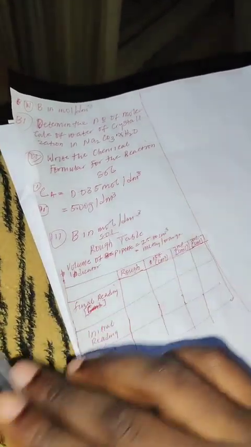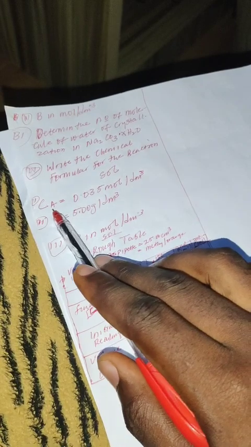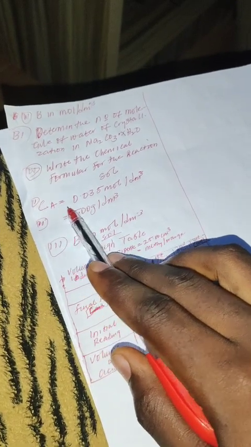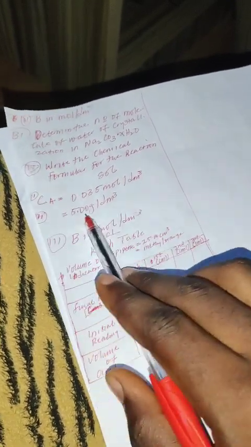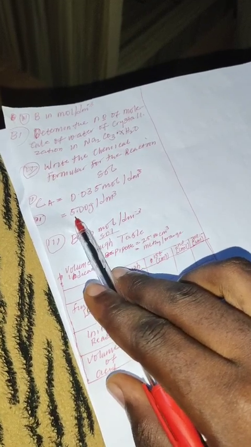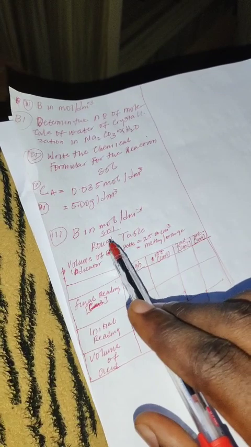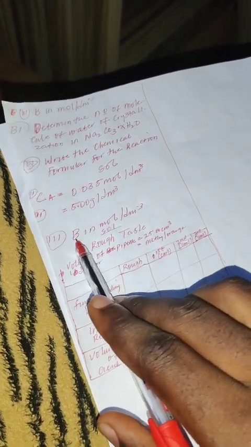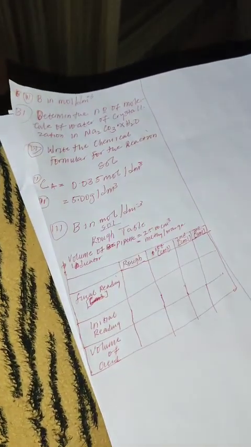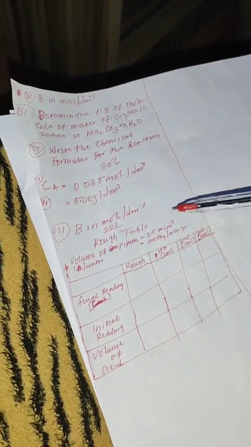Now, in the previous video, you saw how I got the concentration of A in mole per dm³ and that of B in gram per dm³. In this video, I'm going to explain how we can solve for the concentration of B in mole per dm³. Now, this is a rough frame.